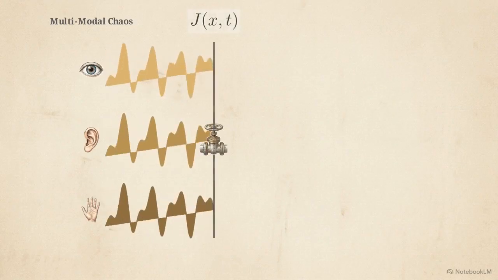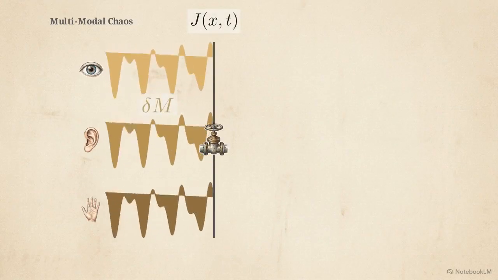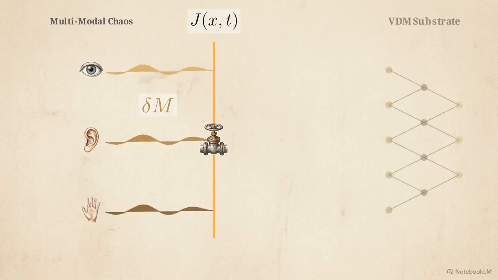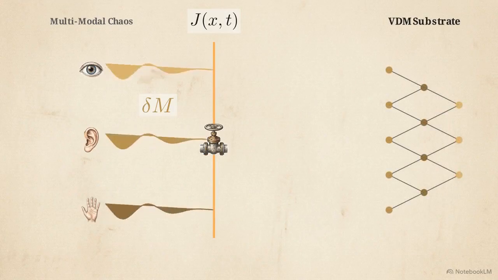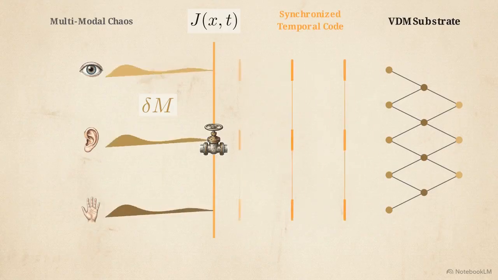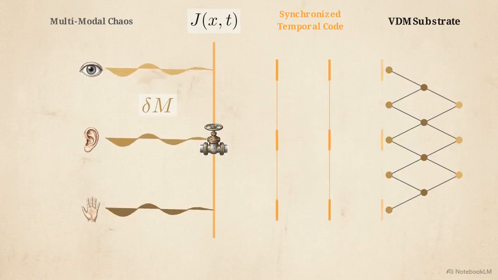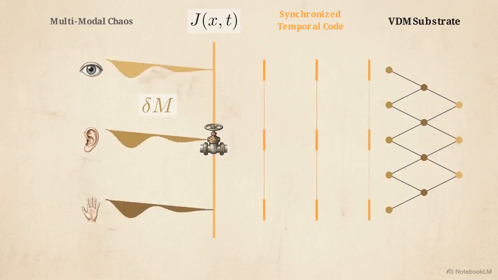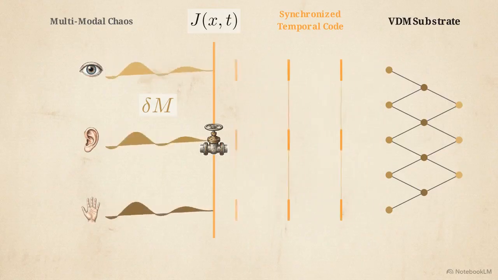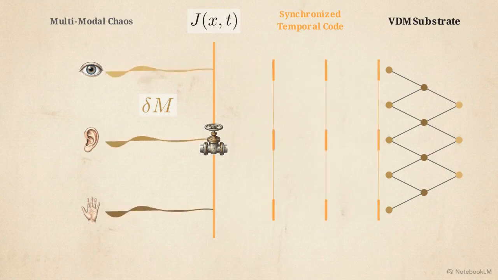The inhibitory shell relies on J of x, t priority logic. This logic acts as a valve, restricting the influx of the delta M signals. It dynamically blocks high-frequency noise to prevent the central lattice from saturating. By throttling the input, this feedback loop organizes chaotic environmental signals into synchronized pulses. It allows the system to process temporal codes accurately across multiple input modalities at once.